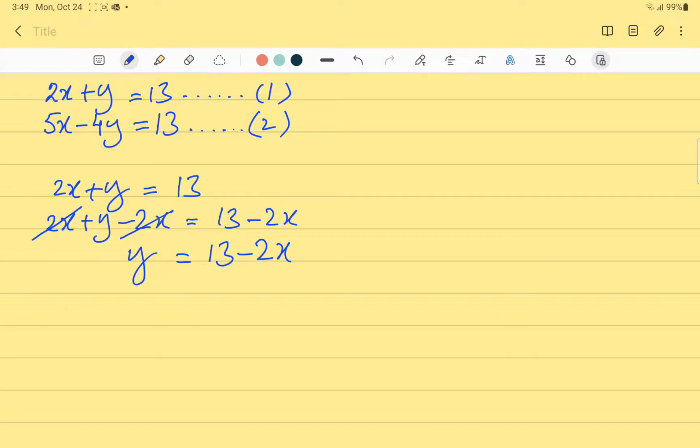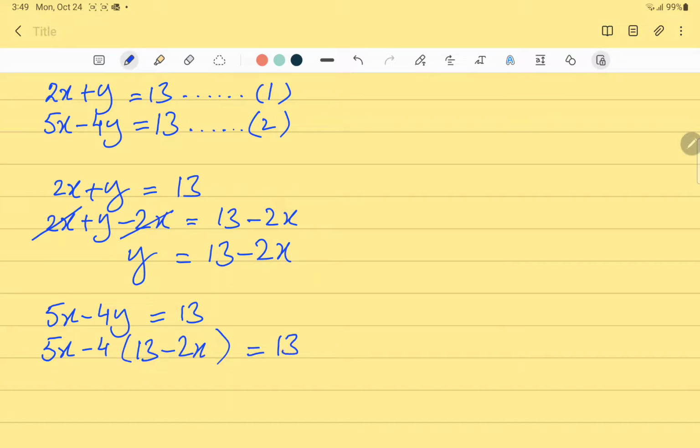Our equation number 2 is 5x minus 4y is equal to 13. Now we substitute the value of y here, which is 13 minus 2x. We will solve this equation now for the value of x. 5x minus 4 into 13 minus 52. Minus 4 into minus 2x is plus 8x is equal to 13. So 8x and 5x is 13x. And 52 will go on the other side and become positive.